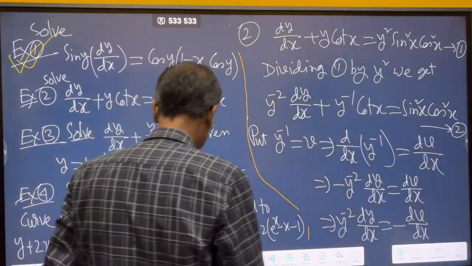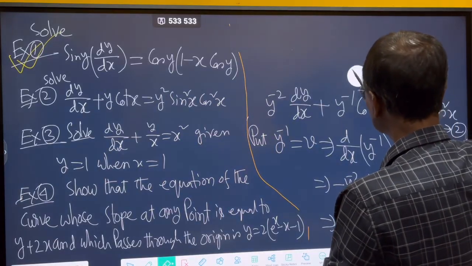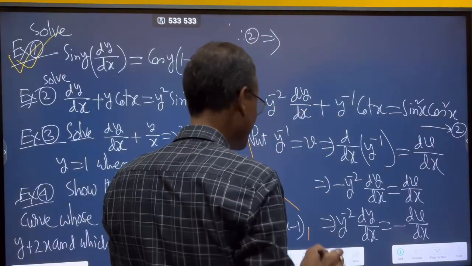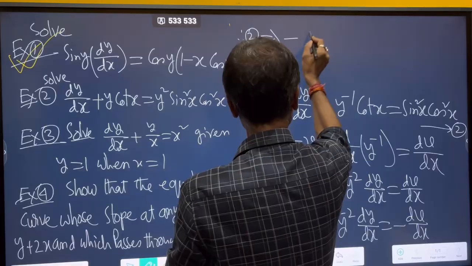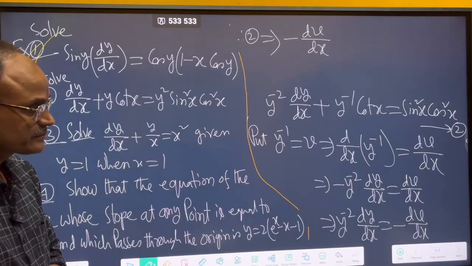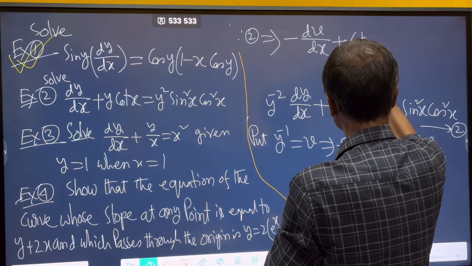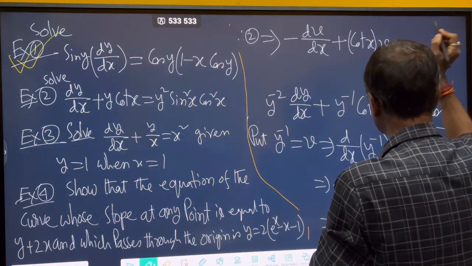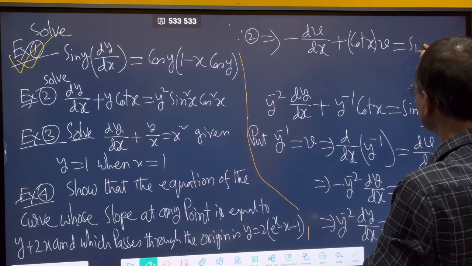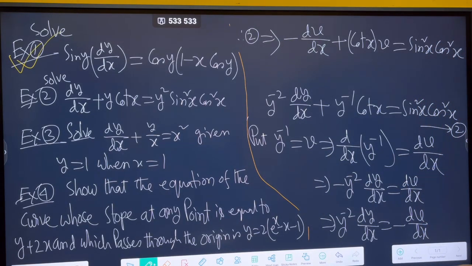Therefore, 2 becomes minus dv by dx plus cot x into v, since y to the power minus 1 means v, equal to sin square x cos square x.